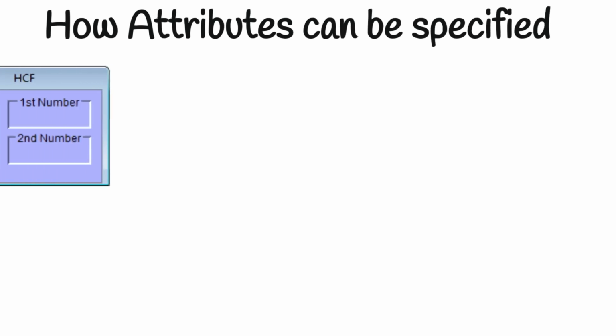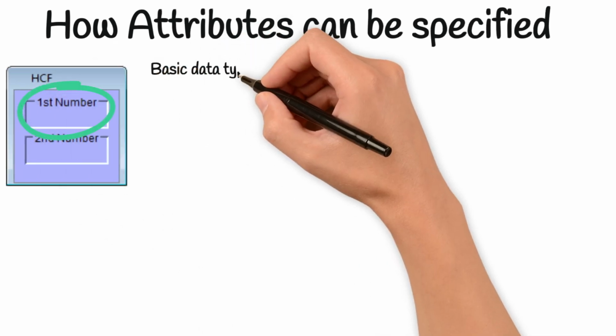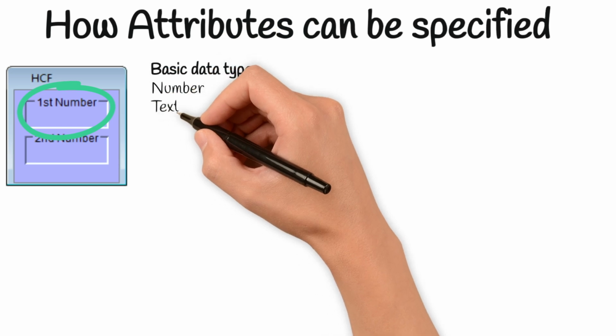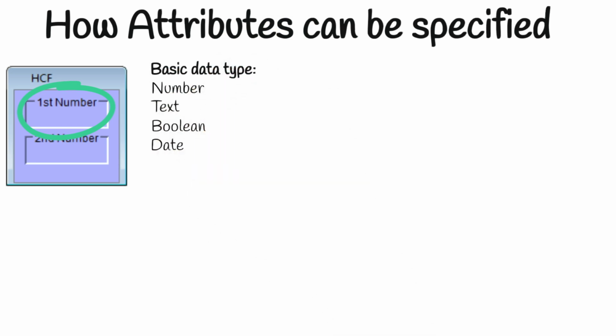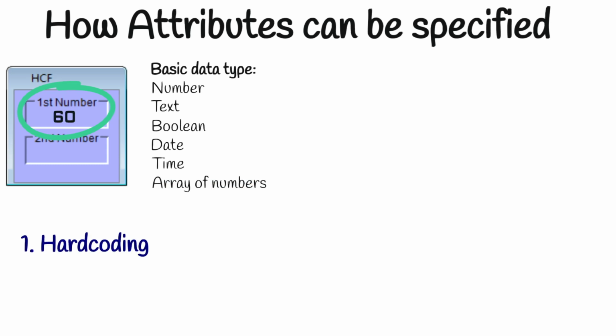In many cases, an attribute would be represented with a basic data type, like a number, text, boolean, date, time, or perhaps an array of numbers. In such cases, you can simply hard-code them. These next examples show how an attribute can also be specified using another invert. It's identified here by the bold blue labels in the attribute.